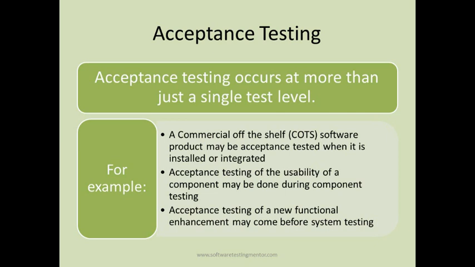Then acceptance testing of the usability of a component may be done during component testing. And acceptance testing of a new functional enhancement may come before system testing. So there is no hard and fast level defined for acceptance testing. It can come before system testing, it can be done after system testing. For commercial off the shelf software, it can be done at a completely different level.